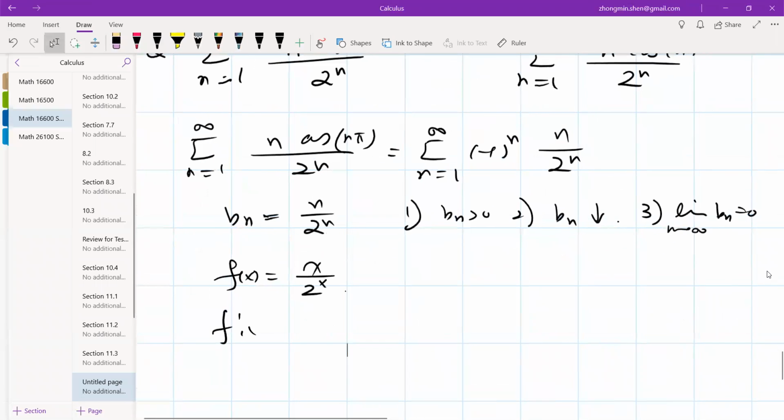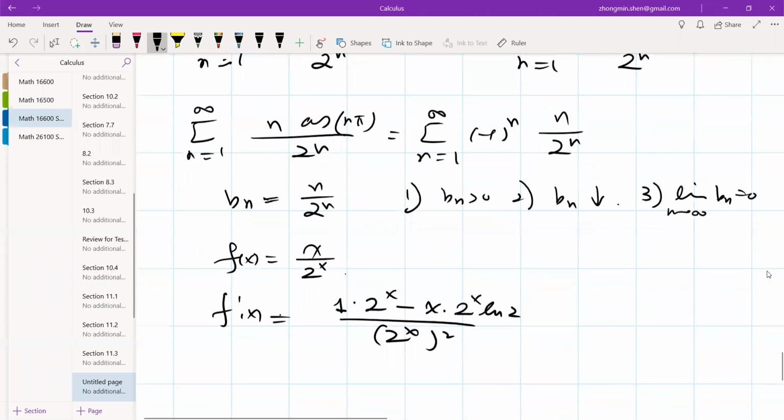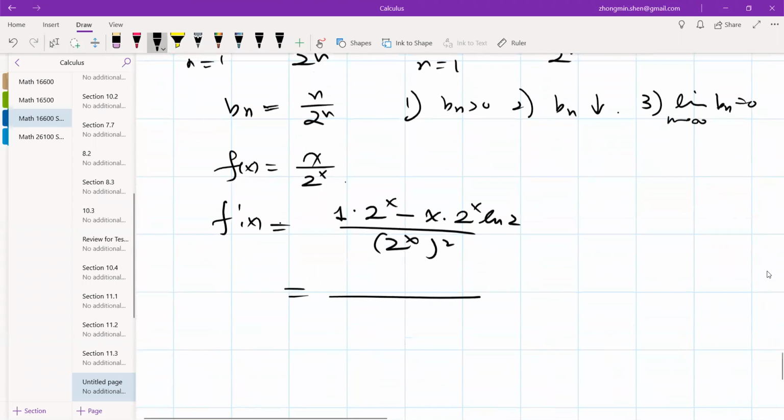So the derivative is 2 to the x times the derivative of x, which is 1, minus x times the derivative of 2 to the x, which is natural log of 2 times 2 to the x, all over 2 to the x squared. So I get 1 minus natural log of 2 times x. It's going to be negative if x is greater than 1 over natural log of 2. We don't know the exact value of natural log of 2, so I have to do some rough estimate.